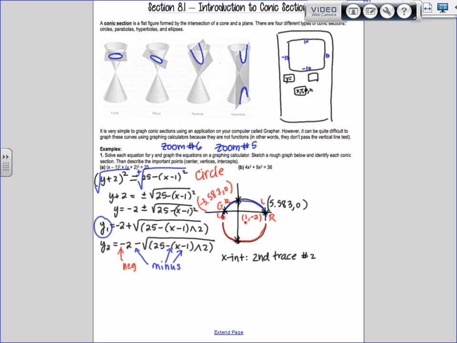All right, second one, part B. So part B, we're going to solve for y. This one's an easy one. There's no y there, is there? It should be 9y squared. I made a typo. 4x squared plus 9y squared equals 36.